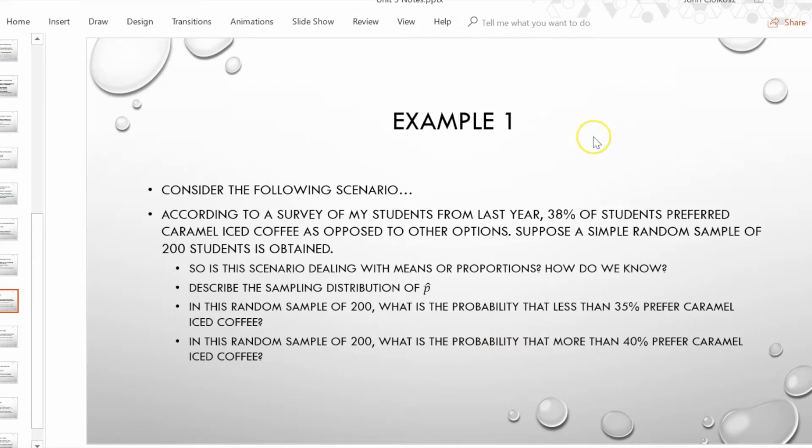Okay, so we're going to start off here with example 1. So we have the following scenario. According to a survey of my students from last year, 38% of students preferred caramelized coffee as opposed to other options. Suppose a simple random sample of 200 students is obtained. All right, part 1 here. Are we dealing with means or proportions?